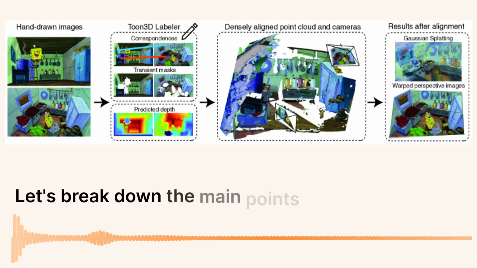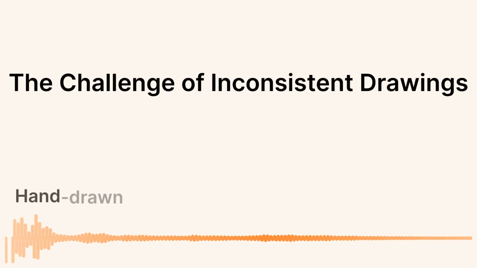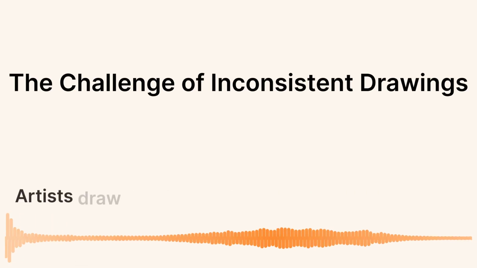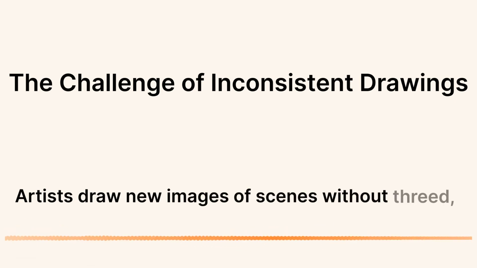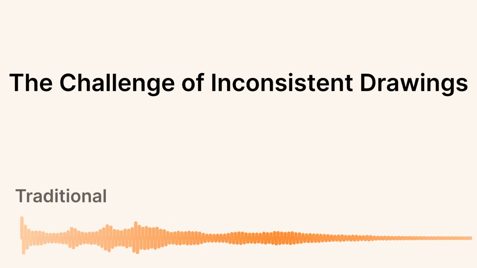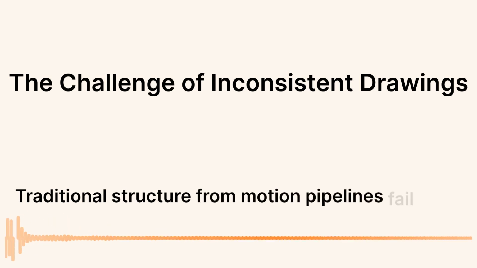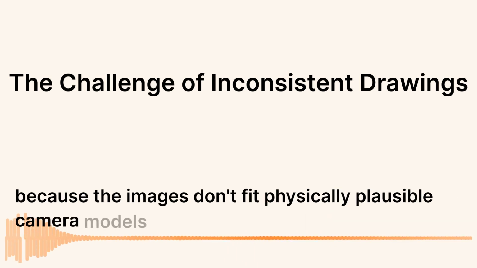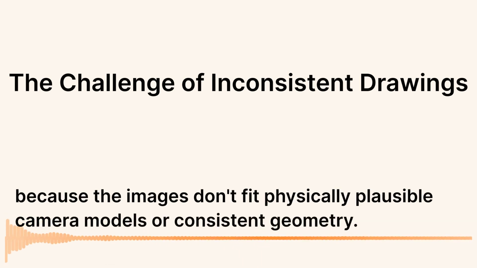Let's break down the main points of this paper. Hand-drawn cartoons are usually not geometrically consistent. Artists draw new images of scenes without 3D rendering engines, making consistent perspectives challenging to achieve. Traditional structure from motion pipelines fail here because the images don't fit physically plausible camera models or consistent geometry.